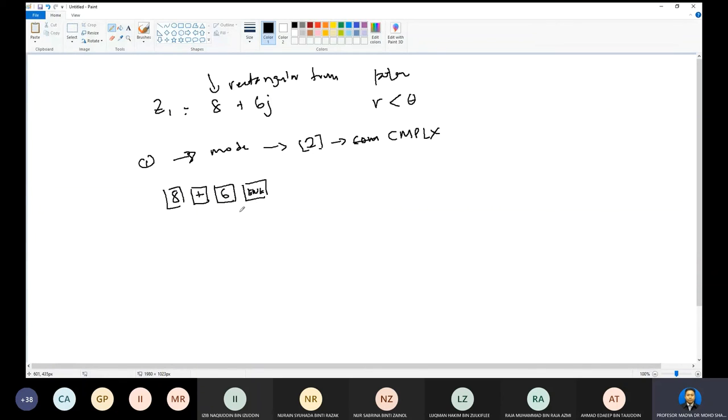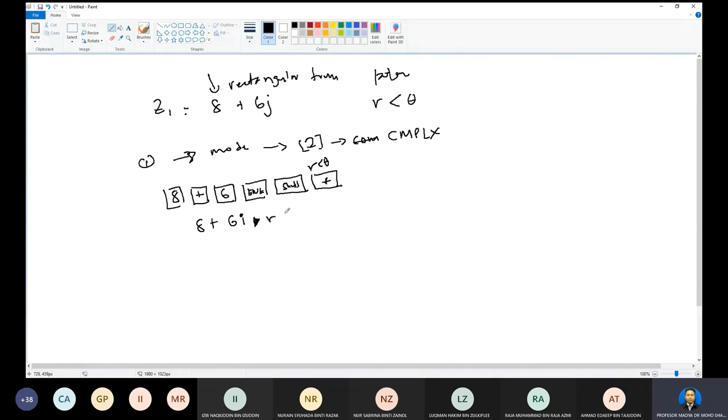If you press ENG, it will be 8 plus 6i. You can see this on your calculator, and it is displayed like this. The next step is to press shift and then press the plus key. On the plus key there is the rectangular to polar symbol. So shift plus represents this symbol.